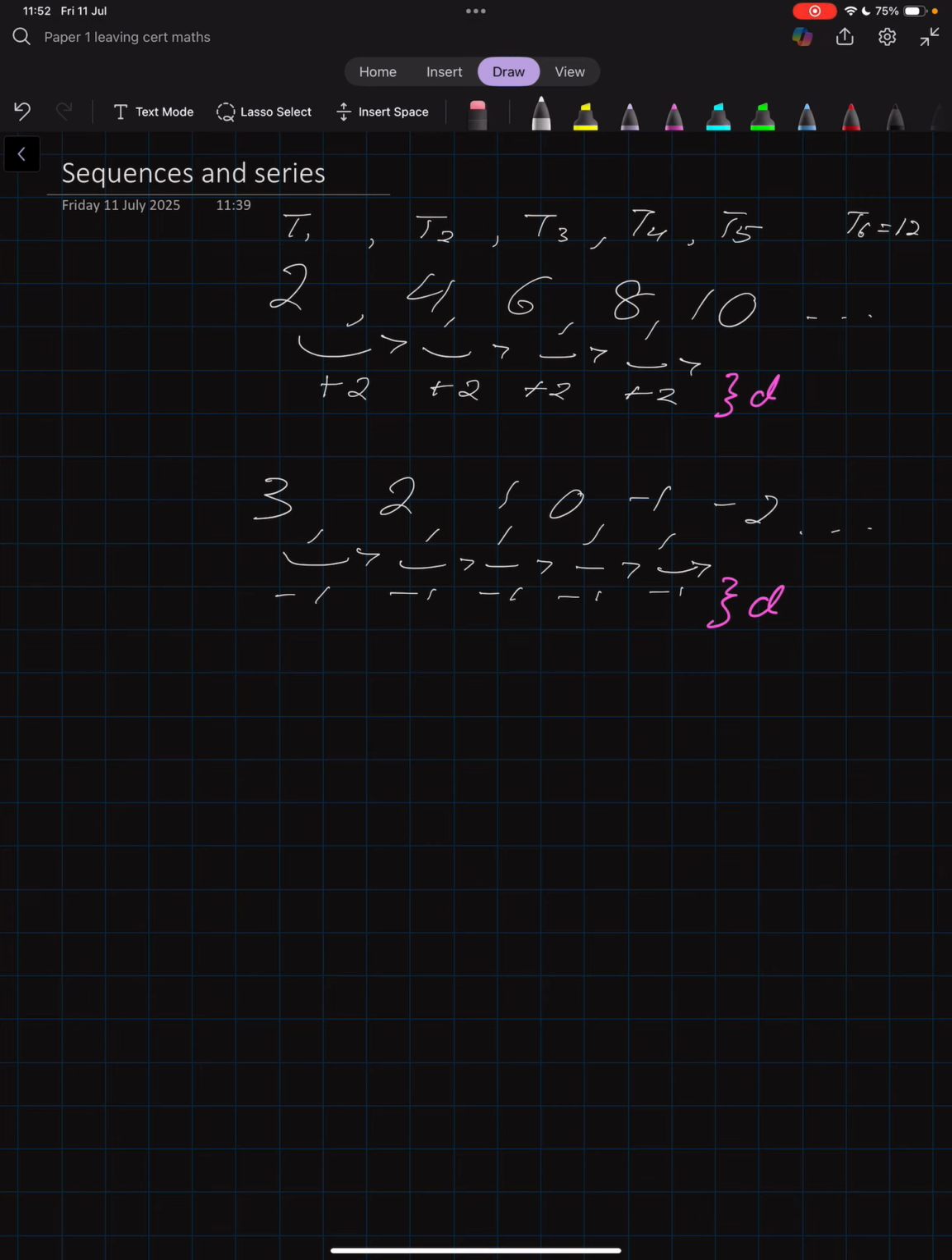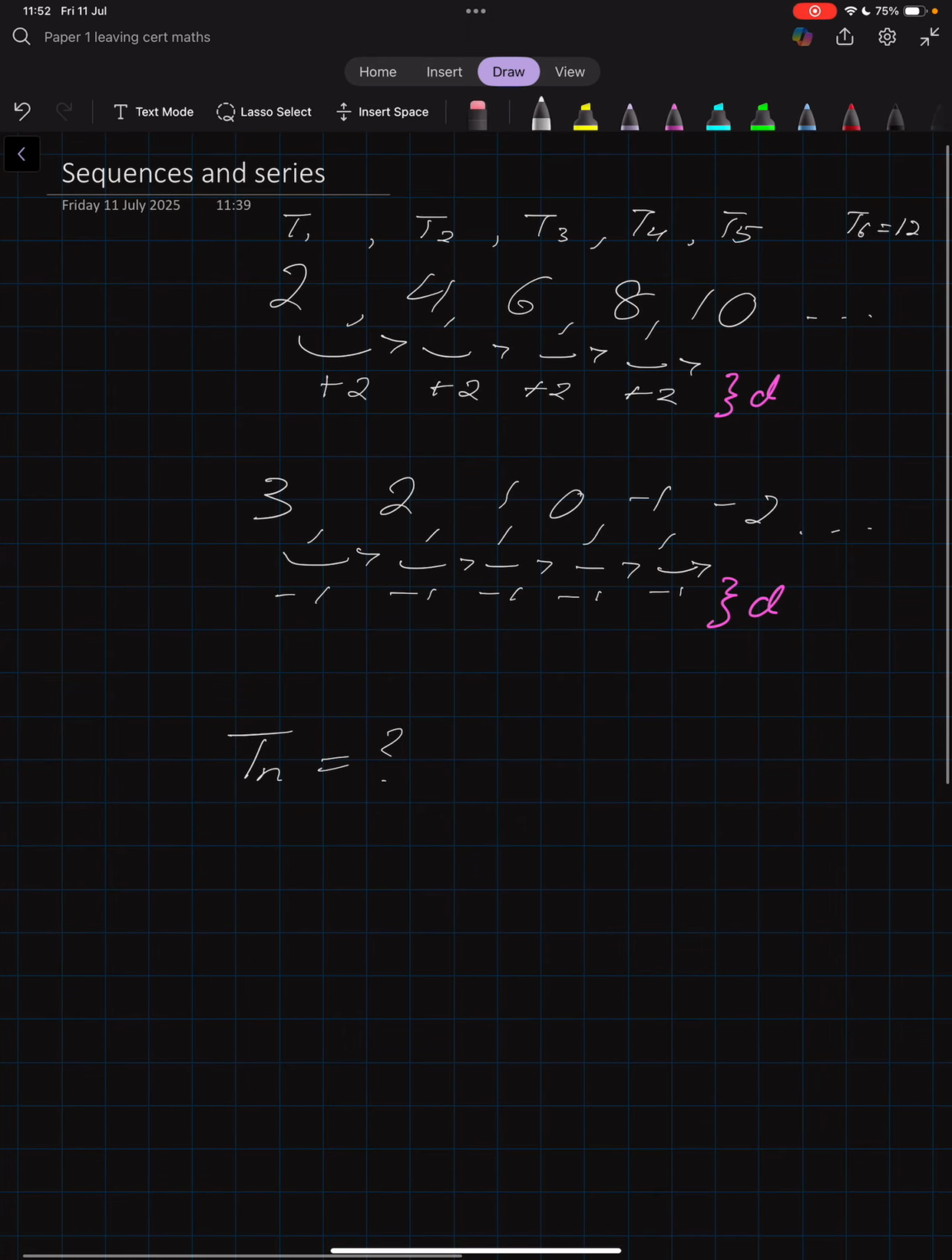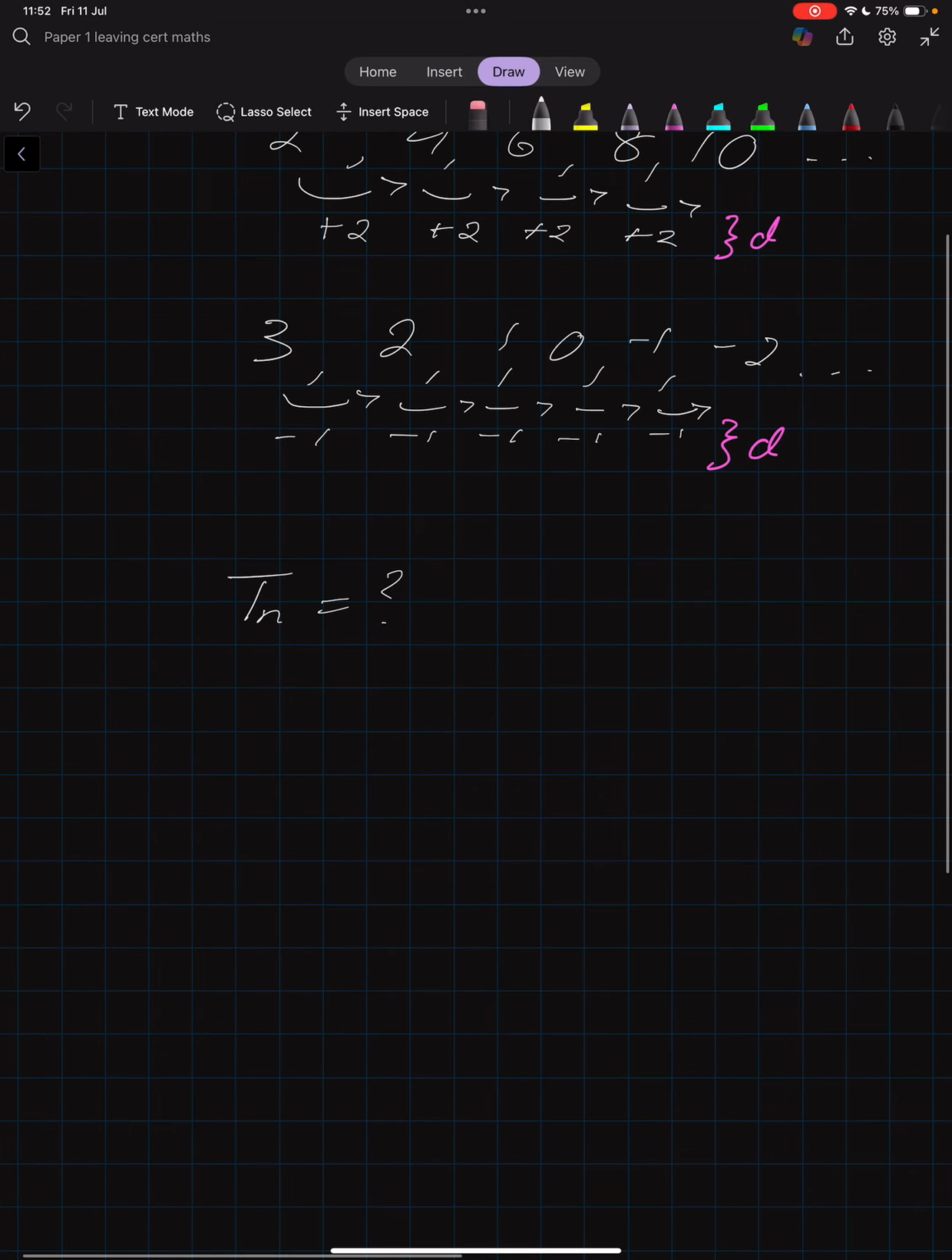We want a way to figure out what Tn is. This is the nth term. On top we have the first, second, third, fourth, fifth, sixth. But what if I wanted the 1,000th term? How would you figure that out? Is there a formula you can use? And the answer is yes. There is a formula you can use for linear sequences.